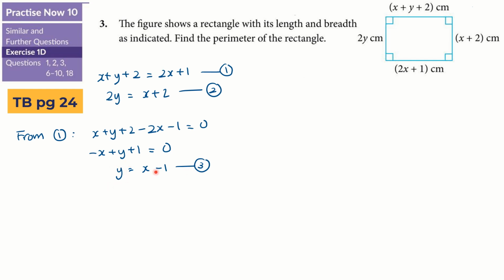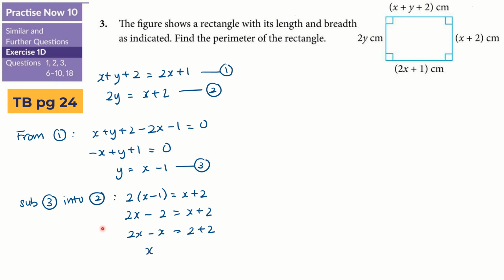So since I have my equation formed in such a manner, I can do my substitution method into 2y equals x plus 2. So I will be able to arrive at 2 times (x minus 1) equals x plus 2. This expands out to be 2x minus 2 equals x plus 2. We continue to simplify it, and we arrive at x equals 4.